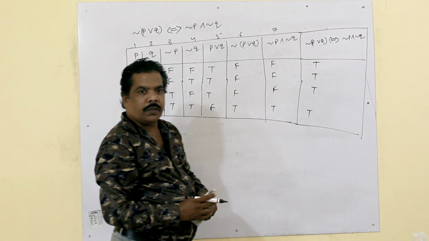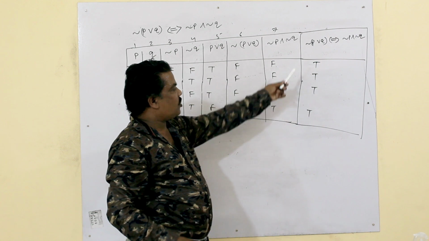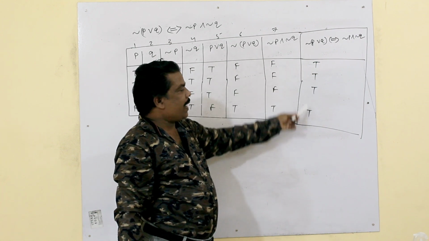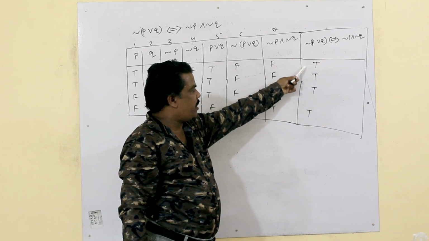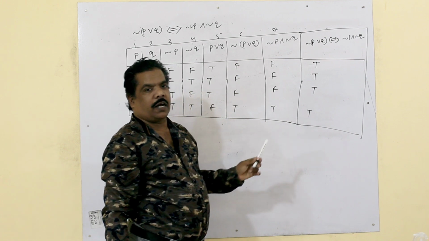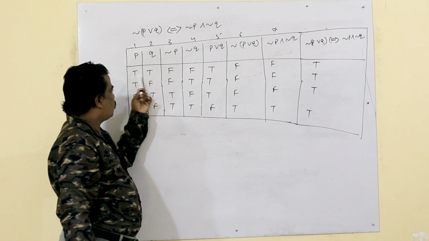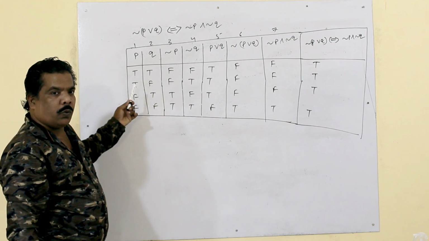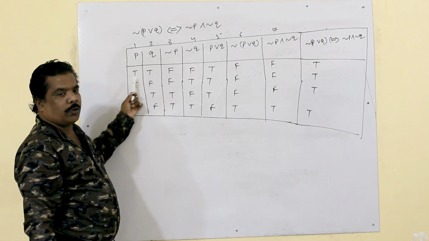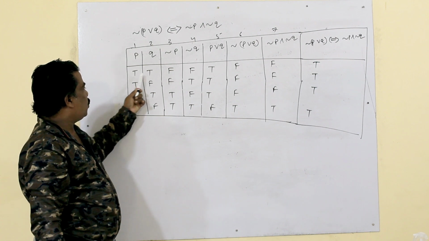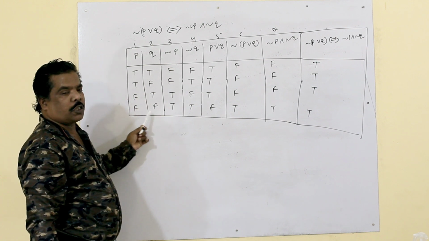Now we observe that the statement is always true. As the compound statement is always true, it is an example of tautology, irrespective of the truth values of the prime components: true, true, true, false, false, true, false, false.